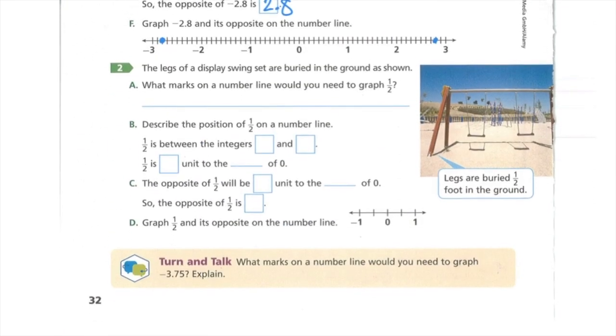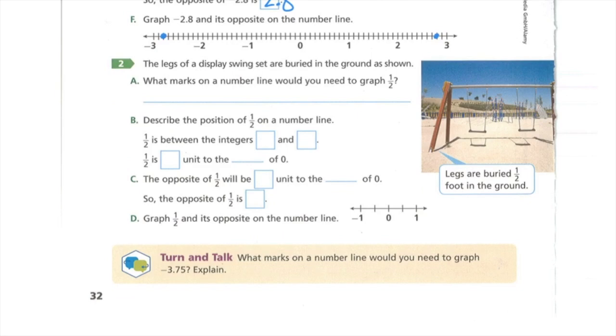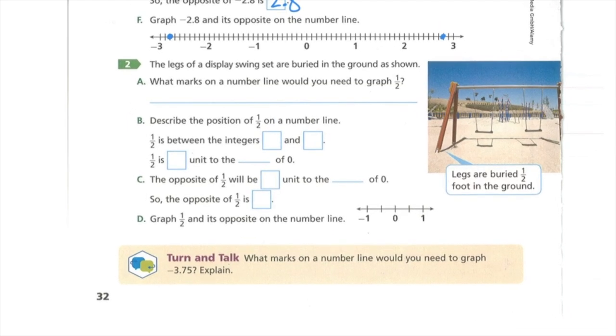All right, let's see. Number 2. The legs of a display swing set are buried in the ground as shown. What marks on the number line would you need to graph 1/2? We would need marks that are measured in half units.